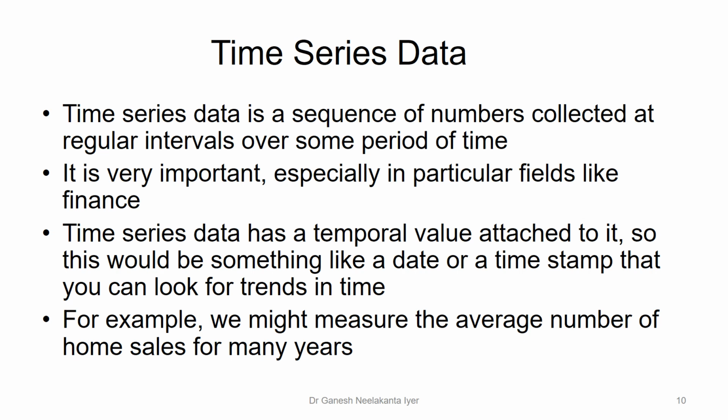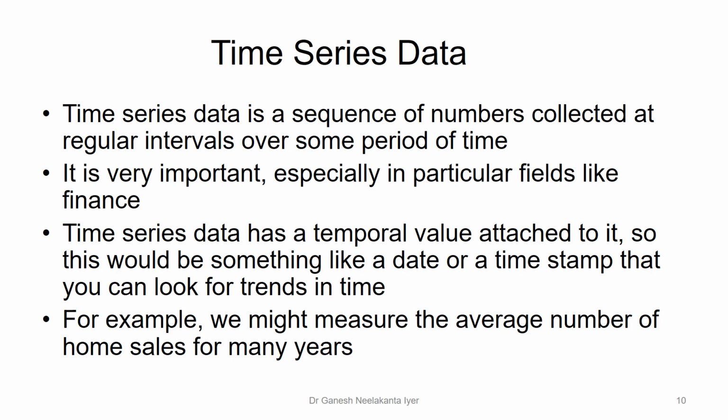Now the third type of data is time series data. The time series data is a sequence of numbers collected at regular intervals over some period of time. It's very important, especially in particular fields like finance. As I said, a lot of financial data are time series. Time series data has a temporal value attached to it. So this would be something like a date or a timestamp that you can look for trends in time.